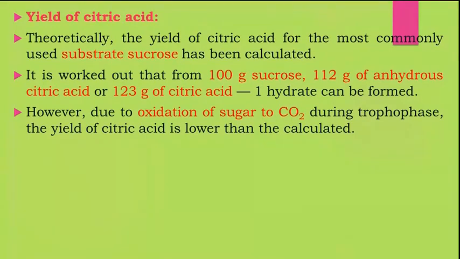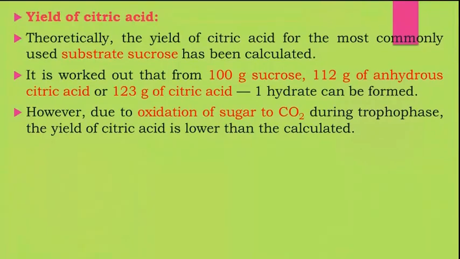On studying all these things in the laboratory itself, they found out that if glucose or sucrose is 100 grams, the possibility of obtaining citric acid will be 112 grams, either in crystal form or in powdered form. So the sugar will be completely oxidized. It is an aerobic process, so it will convert that into CO2.